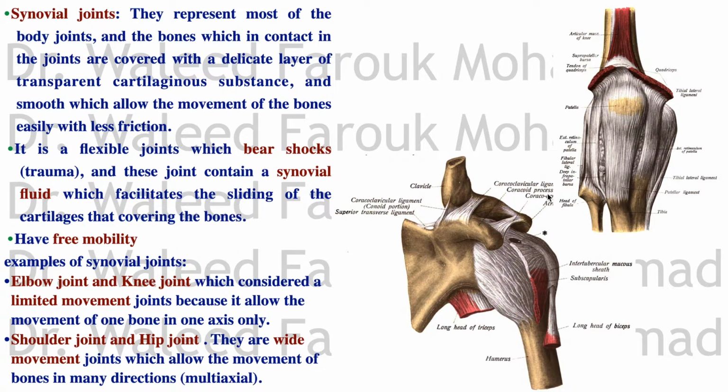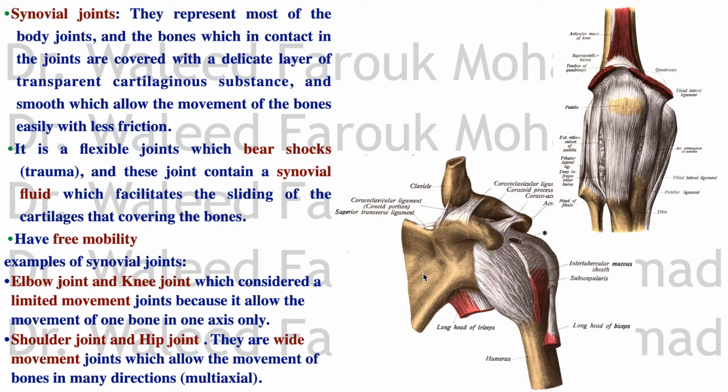The synovial joints, as I told you before, look like an egg, as you can see here. This is an egg-like joint. This is another egg-like joint. The synovial joints represent most of the body joints. The bones in contact in the joints are covered with a delicate layer of cartilaginous substance, and that allows movement of bones easily with less friction. So in the synovial joints, the tips of bones are covered by a layer of cartilage to prevent damage due to friction.